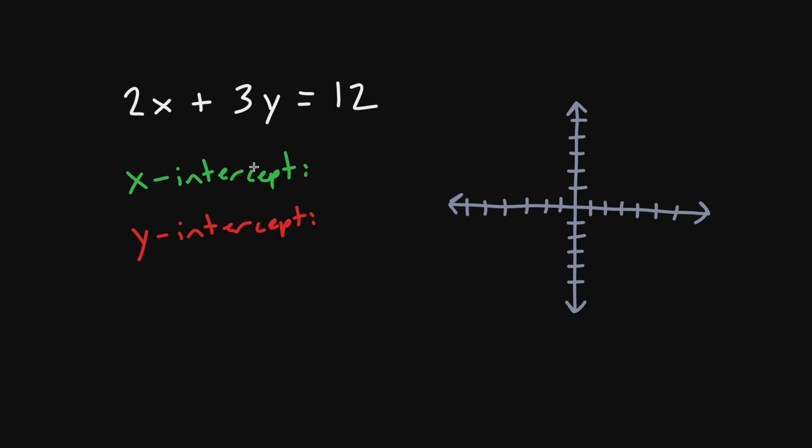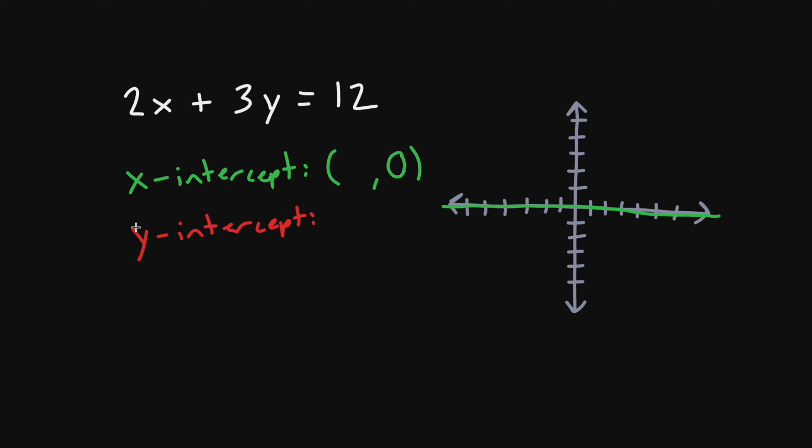For the x-intercept, we're looking at where the line crosses the x-axis. So when you think about the x-axis, there's going to be some point, like (x, y), that's on this line. And this line, the x-axis, it's not up, it's not down, it's right in the middle at a y value of 0. So for the x-intercept, the y is 0.